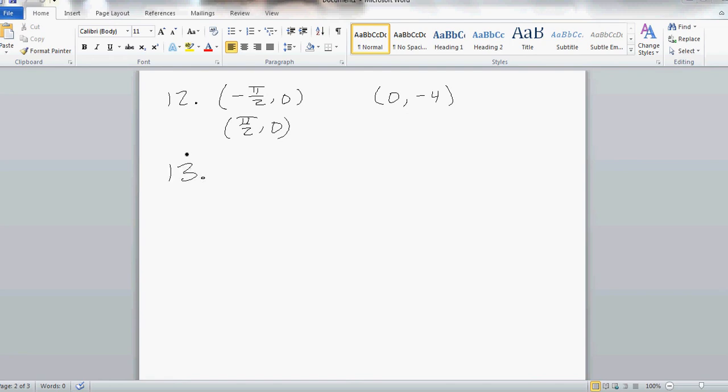Likewise for number 13, there appear to be four intercepts, three of them on the x-axis and one on the y. So doing the x-axis, I would get negative 5, 0. Then again at 1, 0. And then 3, 0. Where it crosses the y-axis is somewhat difficult to see, but if you look carefully, it is the point 0, 3.